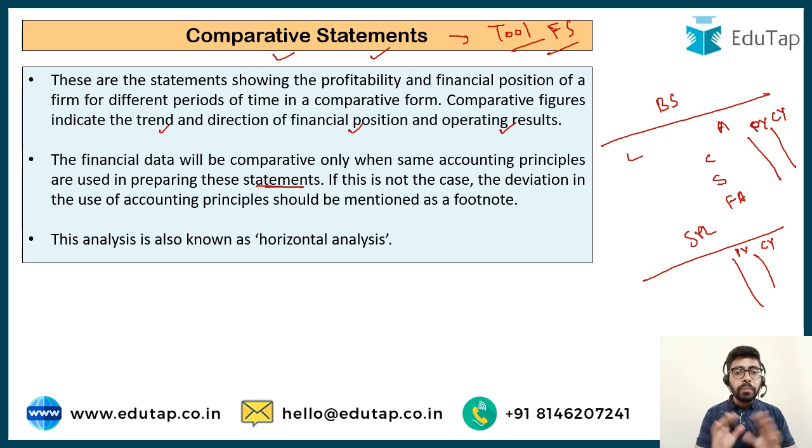The policies, the principles, the methods, the procedures, everything should remain the same if we would like to have a proper comparison within the financial statements. If this is not the case, then there is going to be a deviation and it should be separately disclosed as a footnote. If you are not following the same accounting principles every year, you should definitely disclose it as a note to the balance sheet or the statement of profit and loss.